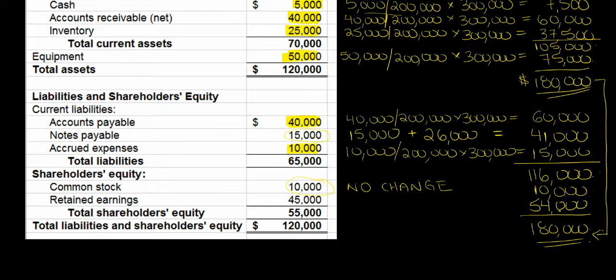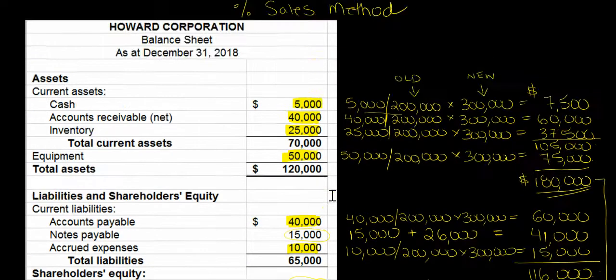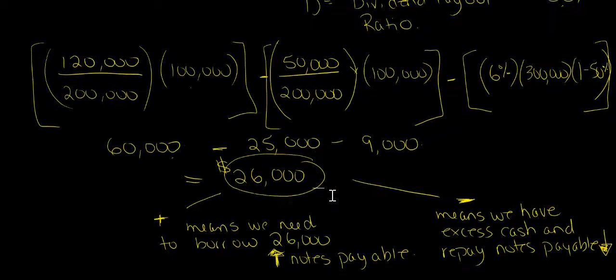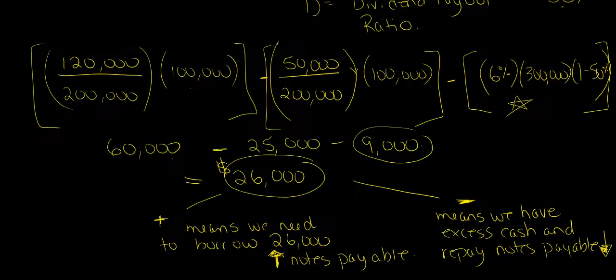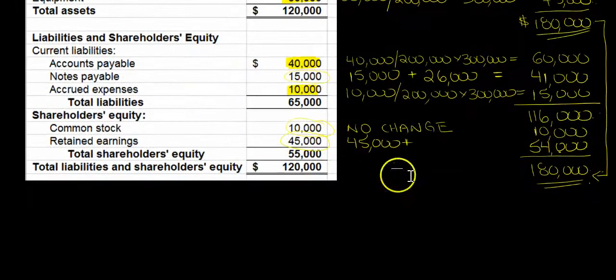Okay, or what you can do is you can take the 45, which is your original retained earnings, and then you can add the third part of the formula. So in the last video, this part of the formula ended up being 9,000. So you can just add that there. And then that will give you the 54,000 as well.